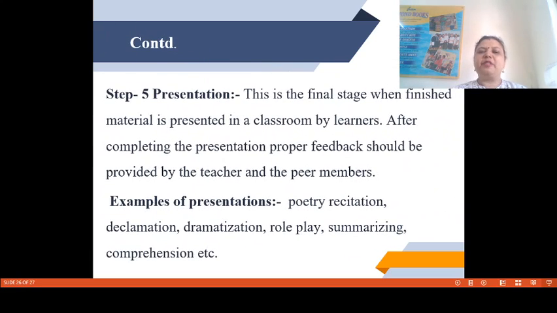Our next step is presentation, and this is the final step, when the finished material is presented in a classroom by learners. After completing the presentation, proper feedback should be provided by the teacher and the peer members, and that feedback helps the child to improve his or her future presentations.